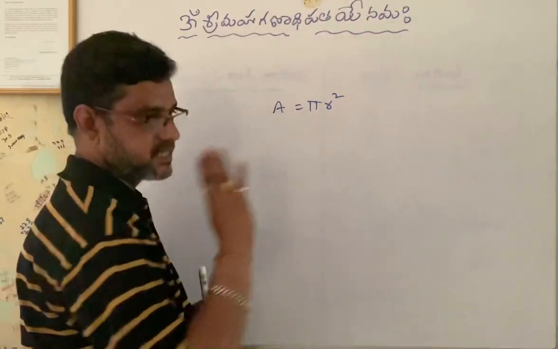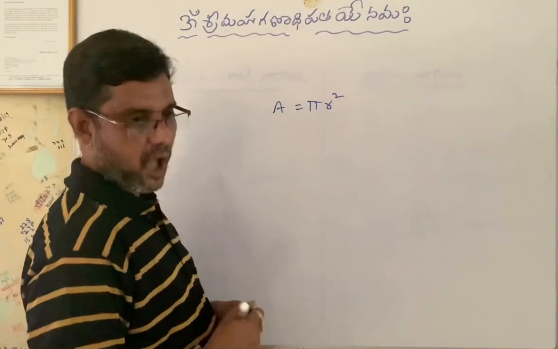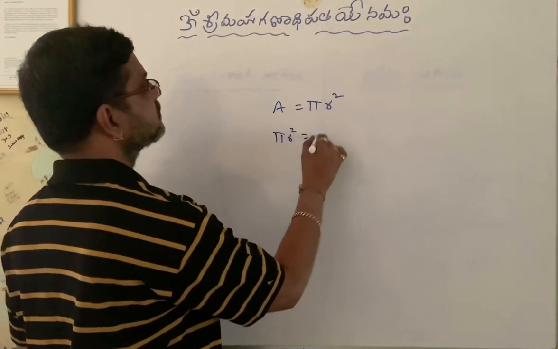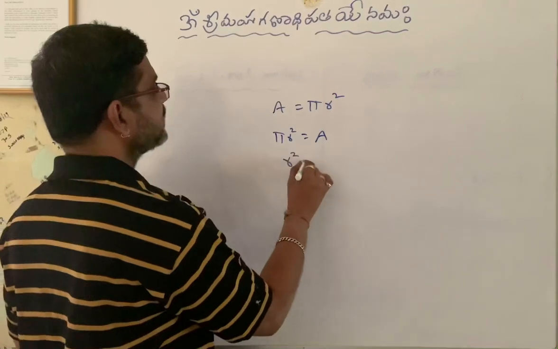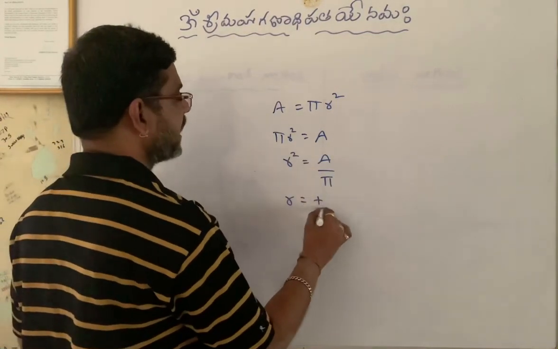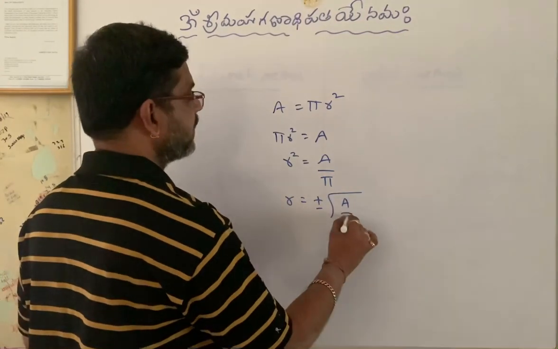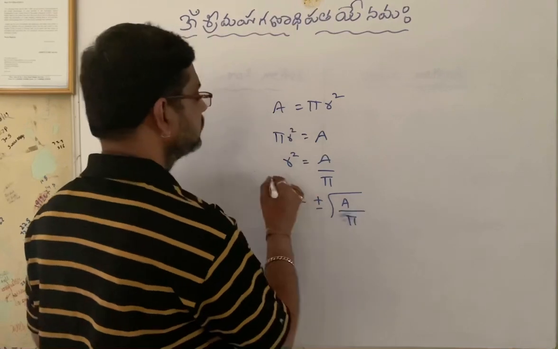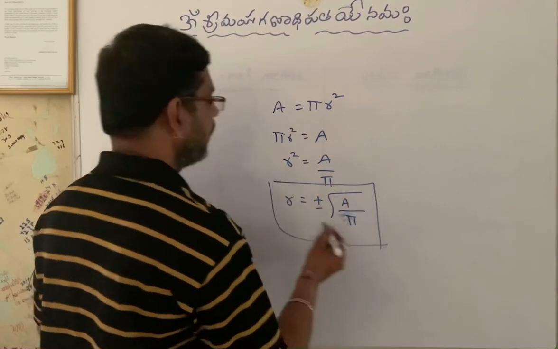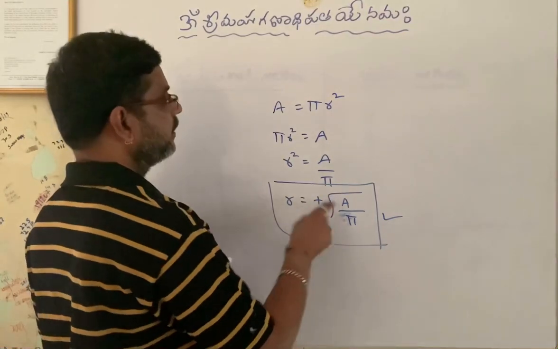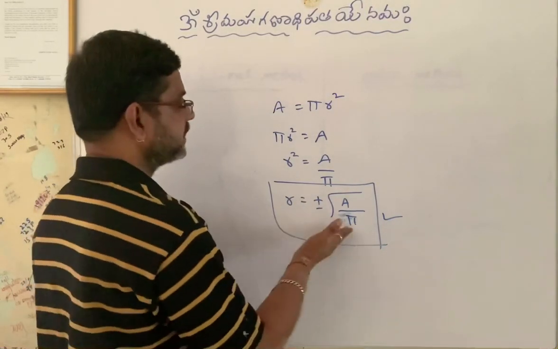Already A is the subject. Now I want to make R the subject. How to do it? First, I am writing the formula like this. Then R square is equal to A by pi. Then R is equal to plus or minus root over A by pi. So this is a formula to find out radius of the circle when we know area of the circle. So R is the subject over here.